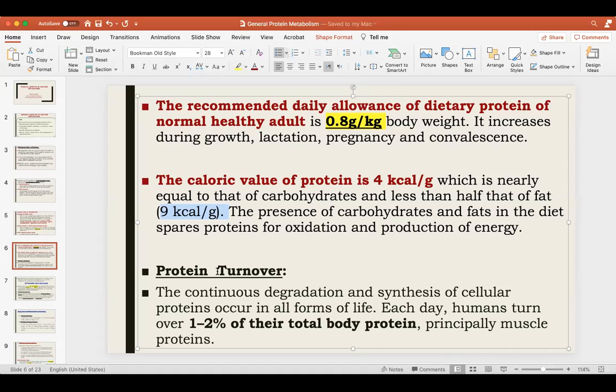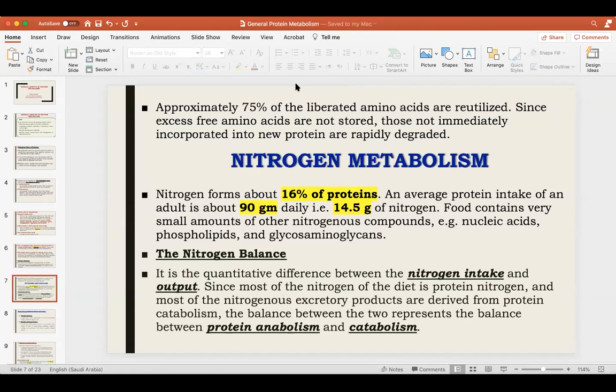What is the meaning of turnover? Turnover means a breakdown of tissue protein and building of new proteins. There is a continuous degradation, meaning breakdown, and synthesis of tissue proteins and cellular protein. Each day, about 1 to 2% of our body proteins are degraded and broken down, and about 1 to 2% of our tissue proteins are resynthesized, building new proteins in our body. So the process is continuous and dynamic.